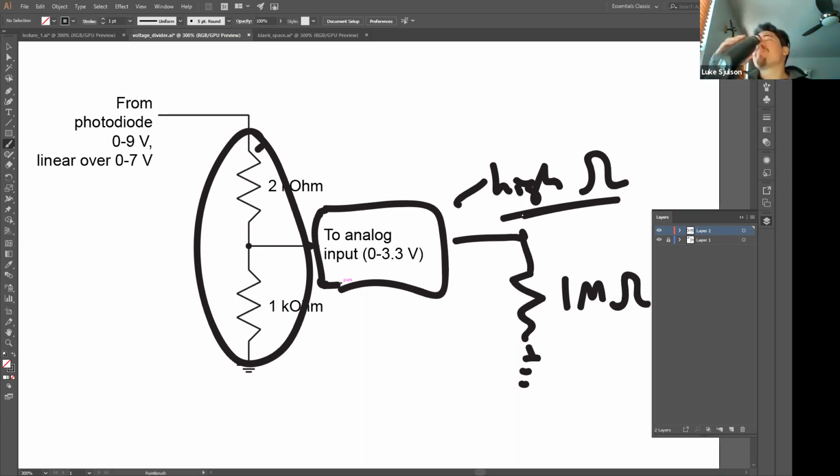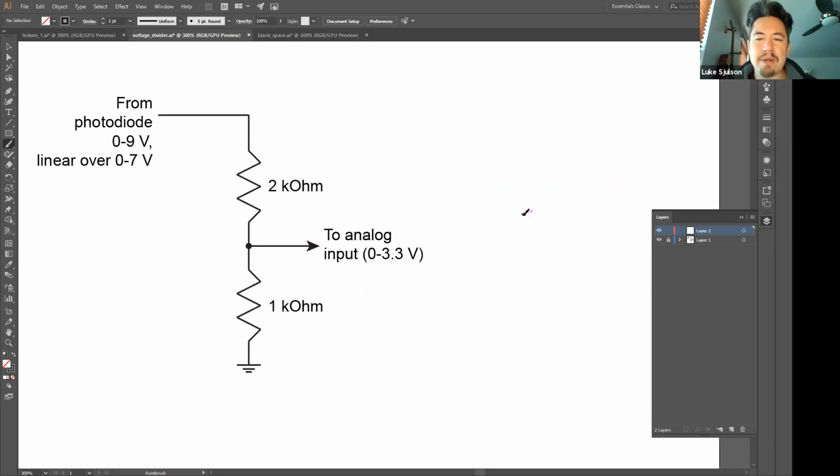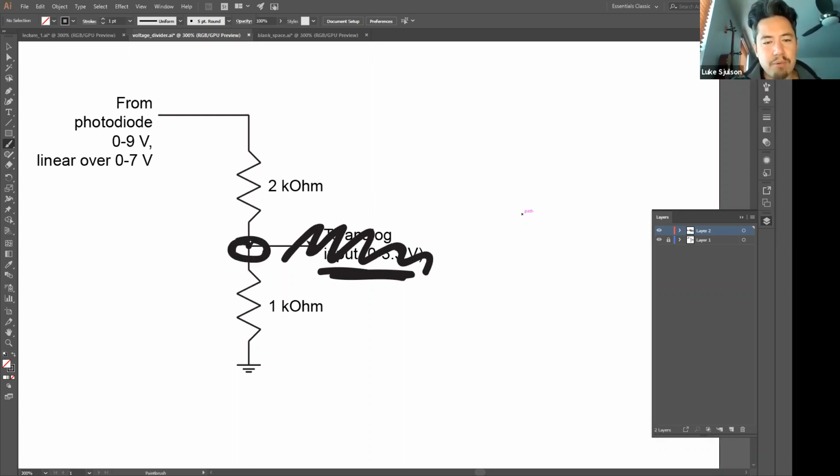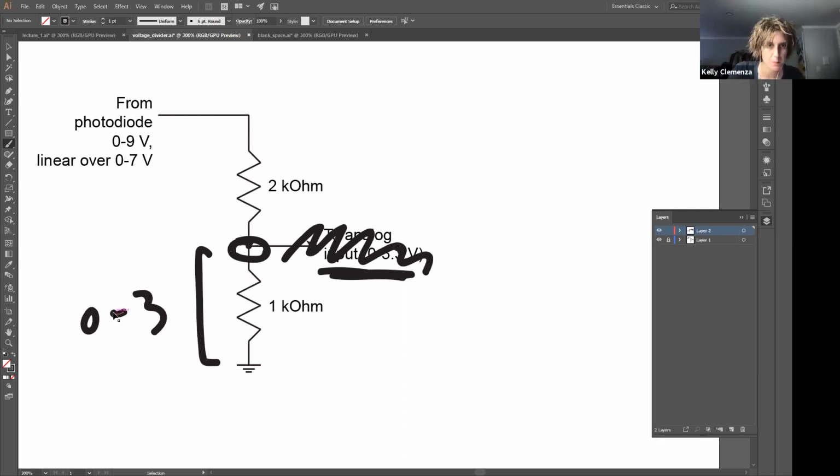I know that's a lot, but what I'm saying is that in practice you can usually just ignore that thing and pretend it's not there. What you're doing is just sampling the voltage at that point relative to ground. So here you've got 0 to 3 volts. That makes sense. Thanks. Sure.